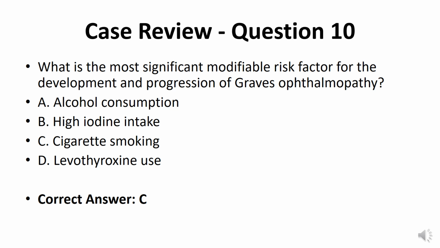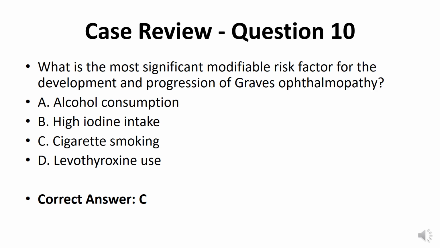Option B, higher iodine intake, may influence thyroid hormone production in some thyroid disorders, but it is not the primary driver of thyroid eye disease progression. Option D, levothyroxine use, treats hypothyroidism and is not a recognized cause of Graves' ophthalmopathy.